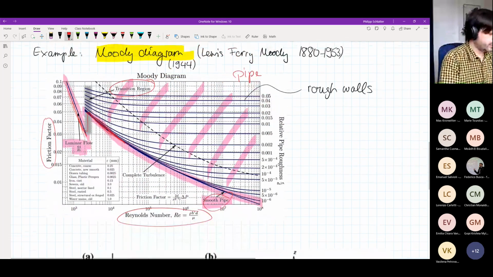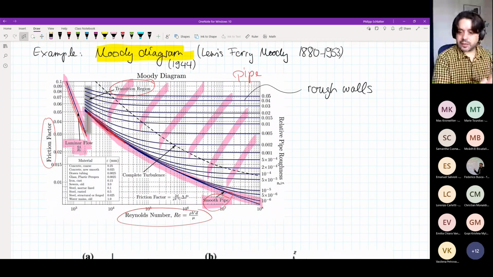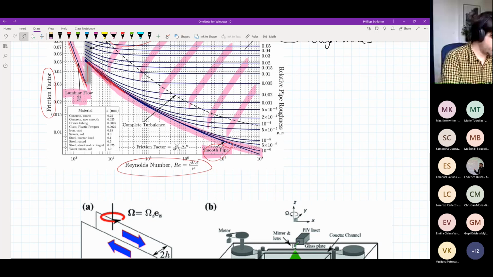So in that sense, the Moody diagram, which you all have seen before, is nothing else than the quantitative rendering of all the data that was available, but it essentially shows exactly those things that we talked about before. Okay, so that's the Moody diagram, which I wanted to show you.